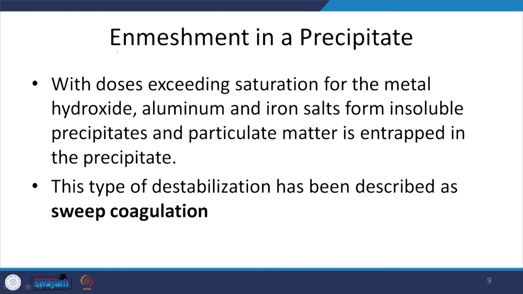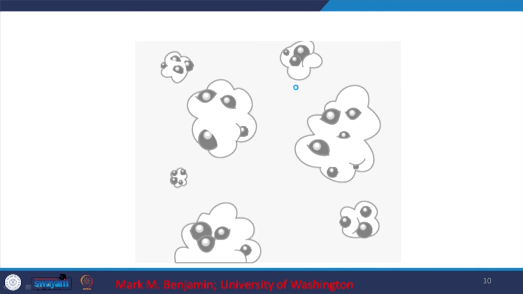As I mentioned, it can be enmeshed in a precipitate, and it is called sweep coagulation, typically seen with Al3+ and Fe3+, not with Fe2+ though. So this is, I guess, a general schematic. Hopefully this is the precipitate, Al(OH)3 solid, and you see the different colloids being enmeshed in that particular solid, let us say. So that is one aspect to consider.